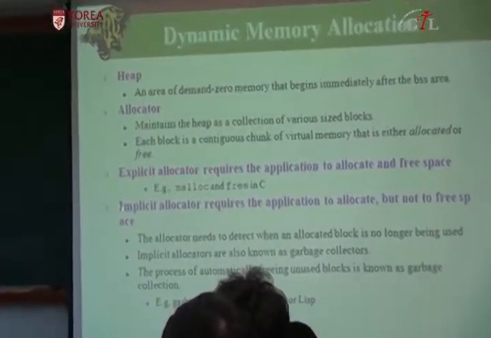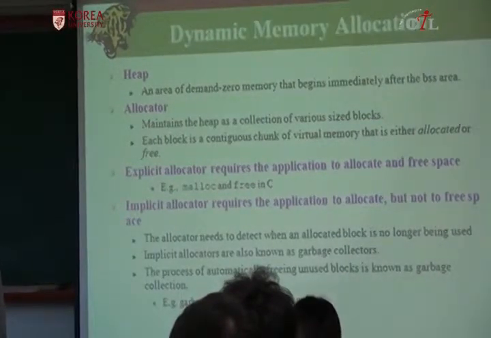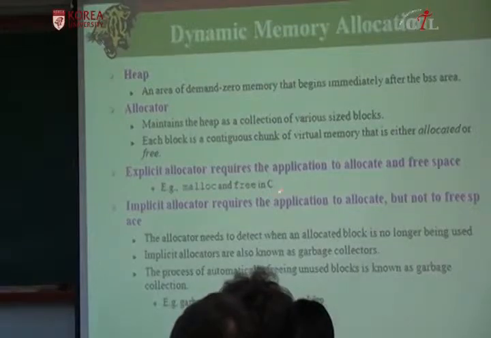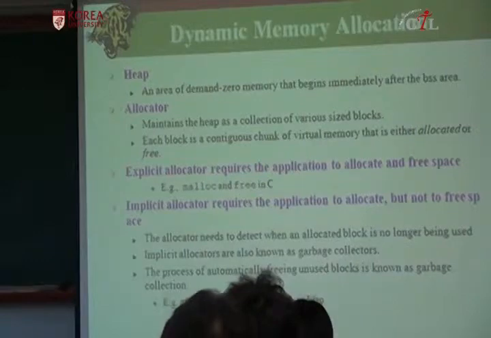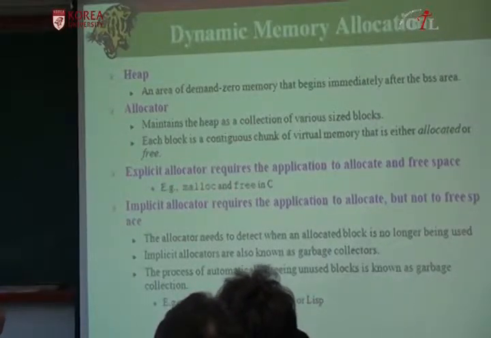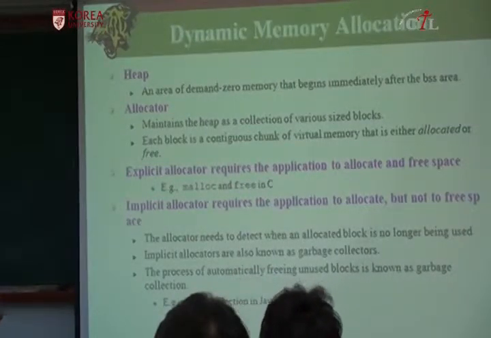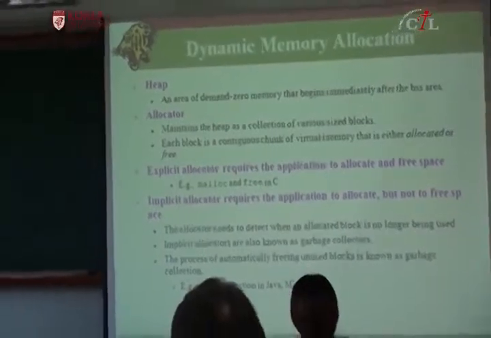So in this allocator, there are two different schemes depending on the programming language. In C, we use explicit allocator, which means the programmer actually determines the allocation and free. The application, the program, allocates and frees space by itself. So in a C program, you do malloc and you have to be responsible for free, right?